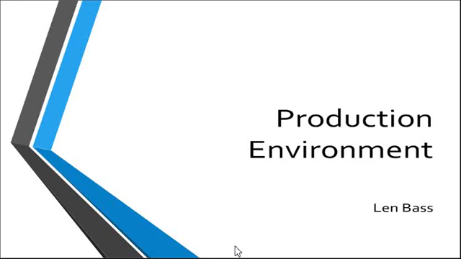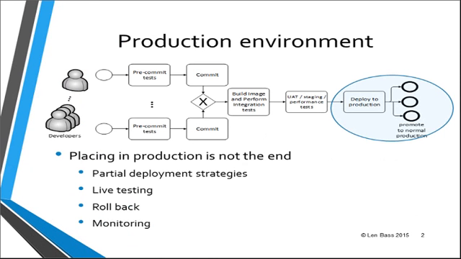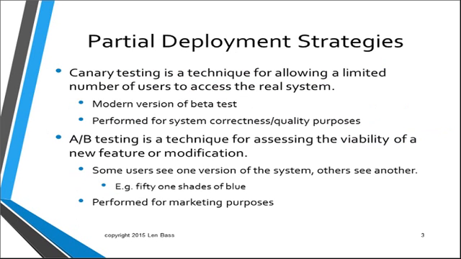The final stage in the deployment pipeline is the production environment, where something is actually placed in production and users are allowed to access it. And this is, as you might expect, at the end. However, just saying you're placing it in production is not the end of the story. There are partial deployment strategies where you only deploy part of it. There's something called live testing, there's rollback, there's monitoring after it gets into production.